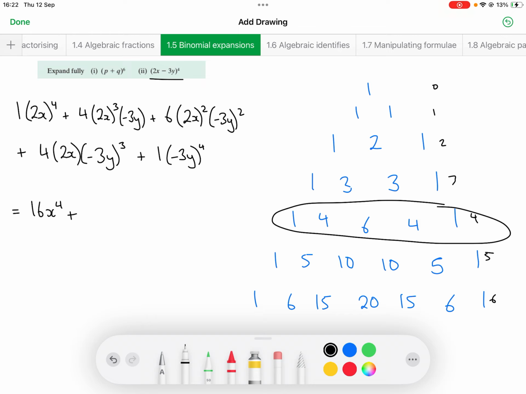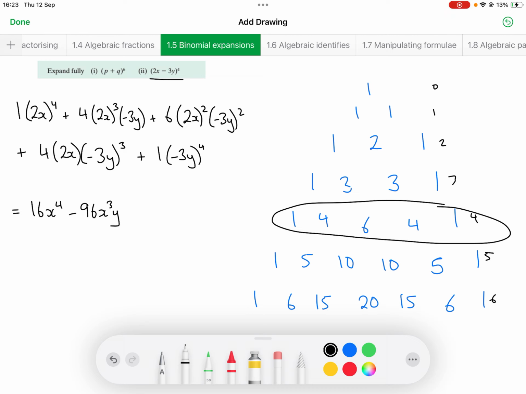The next one, so we have 2 to the power of 3, we'll do that first of all, so that's going to give us 8x cubed, and then we're going to multiply that by minus 3. So 8x cubed by 4 is 32. 32 by minus 3 is minus 96. Sorry, that should be a minus. Minus 96, and it's x to the power of 3y.